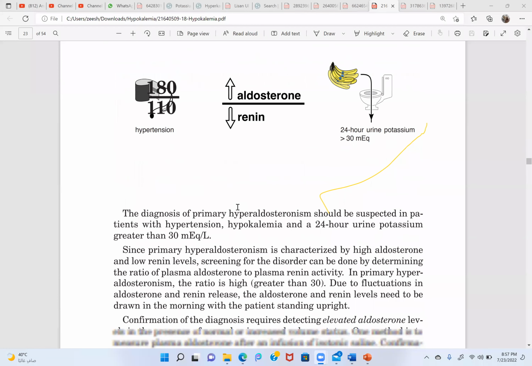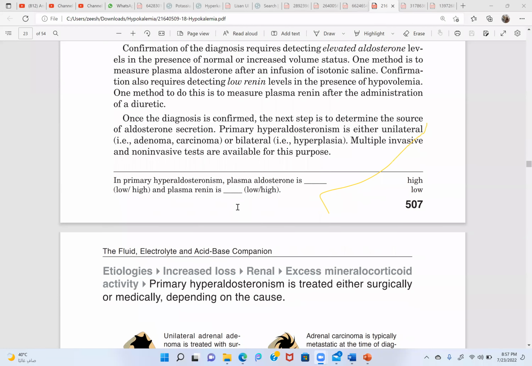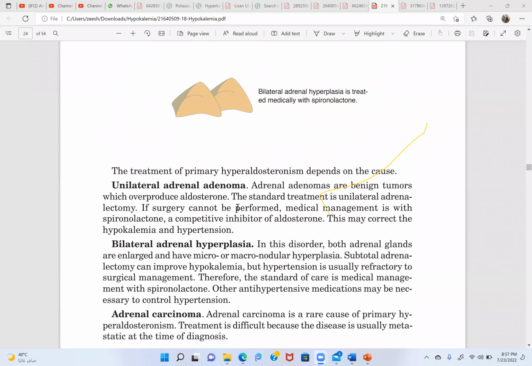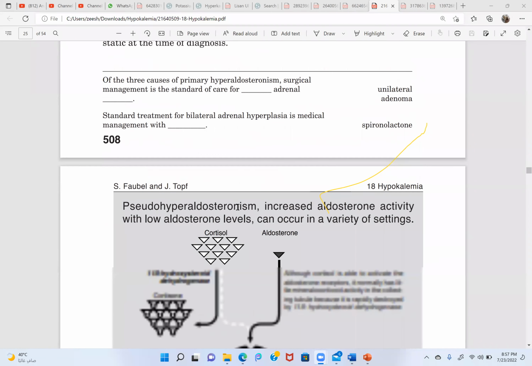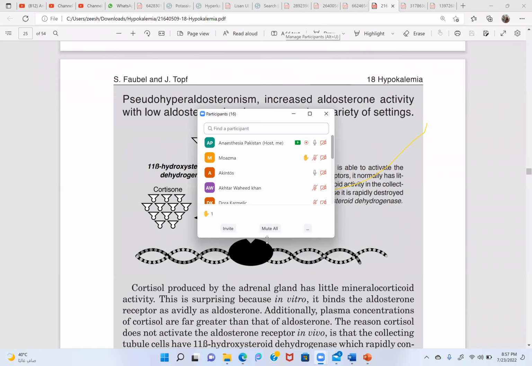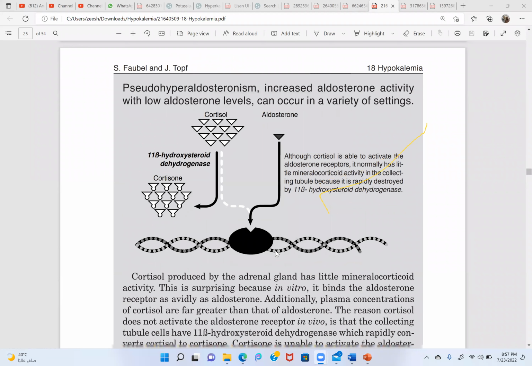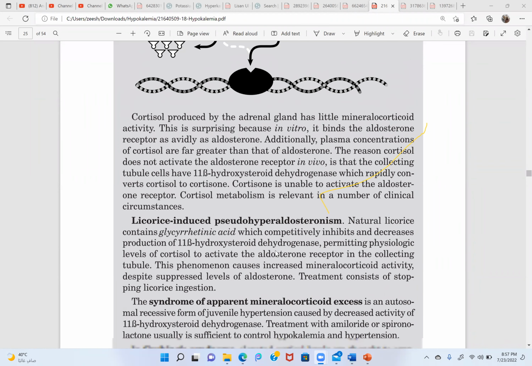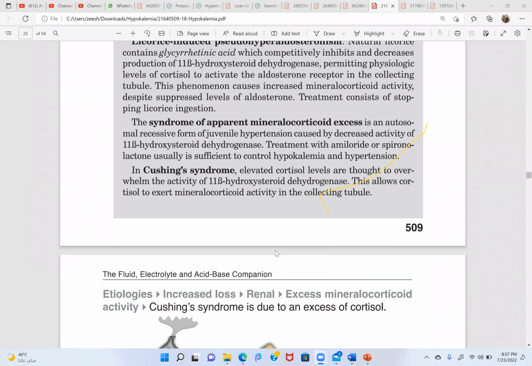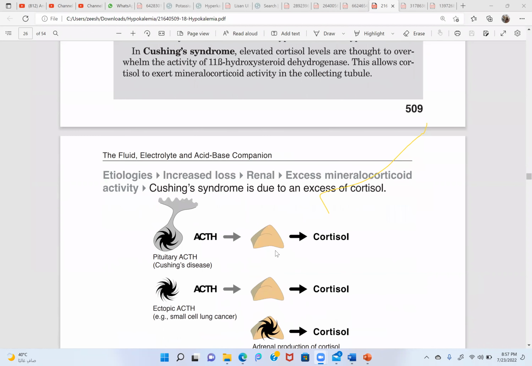So any questions before we finish? Any comment, anything? Yes, Mausama. Sir, can you repeat that excitability of tissues due to hypokalemia, action potential, resting potential?